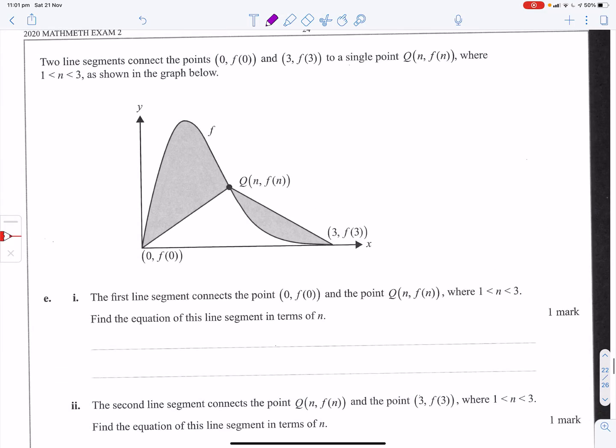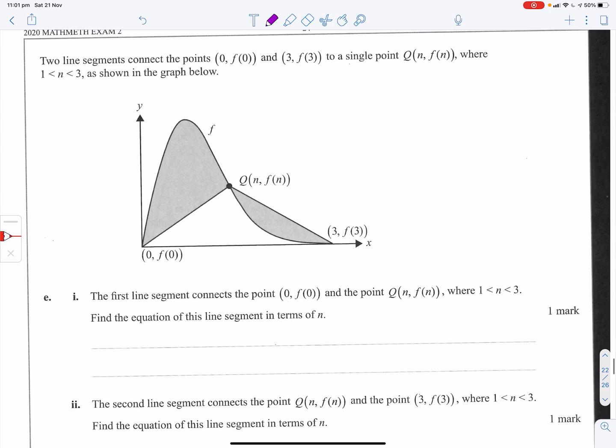Okay, two line segments connect the dots 0, f of 0, 3, f of 3 to a single point n, f of n, where 1 is less than n, which is less than 3.